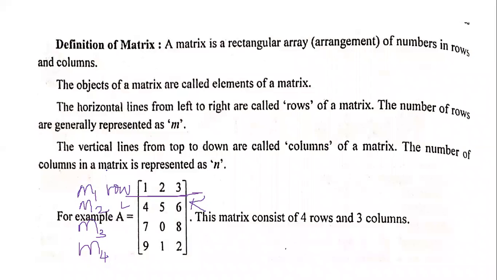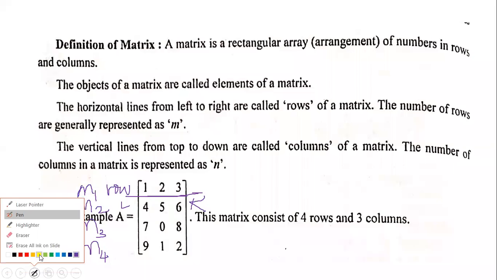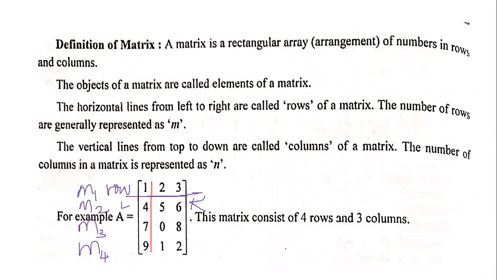Now, the vertical lines from top to bottom, those vertical lines are called columns. Here columns are represented by N. So N1 is the first column, N2 is the second column, N3 is the third column. If you consider this example, you have 1, 2, 3, 4 rows, and then you have 3 columns.